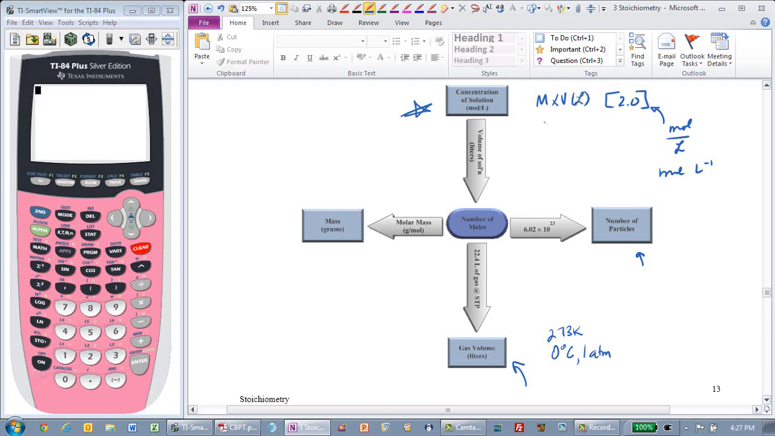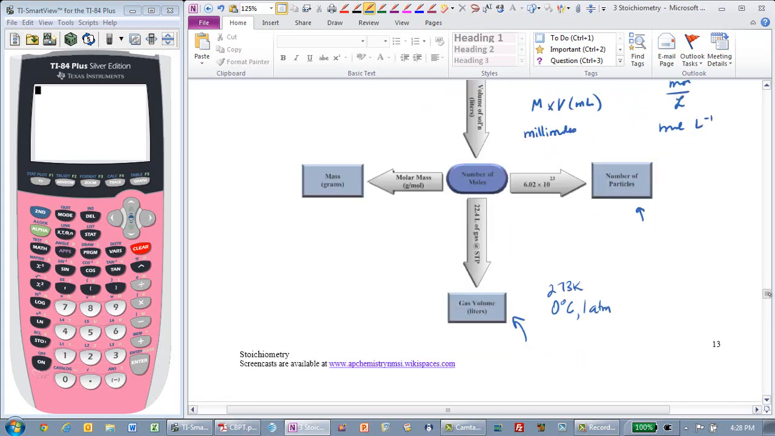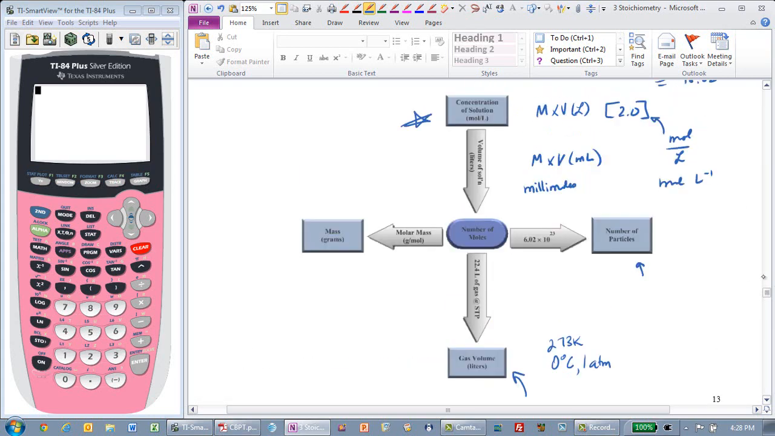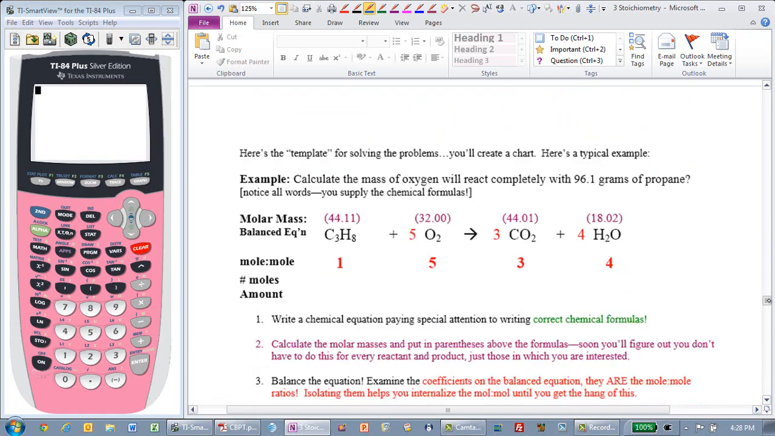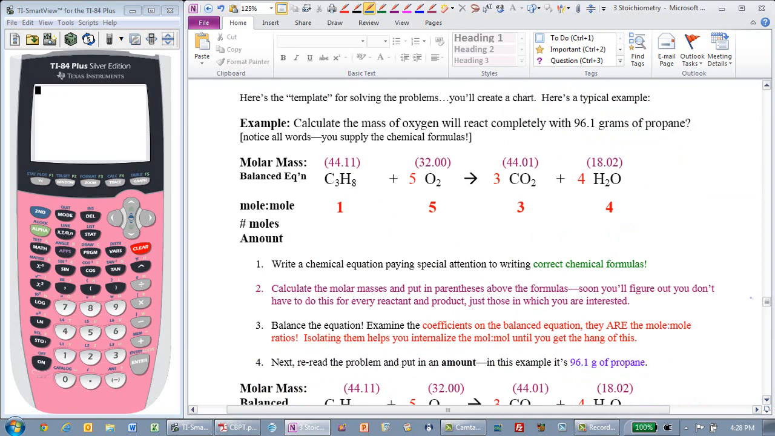Oh, but wait, what if it is milliliters? I can do molarity times volume in milliliters and come out with, you guessed it, millimoles. We will be using that throughout the year. I wish you'd learned that in first year, and if you had a really good teacher, then you did. If not, then you have a really good teacher now in your AP Chem class, so embrace this way to do it as well. It being calculate the number of moles.